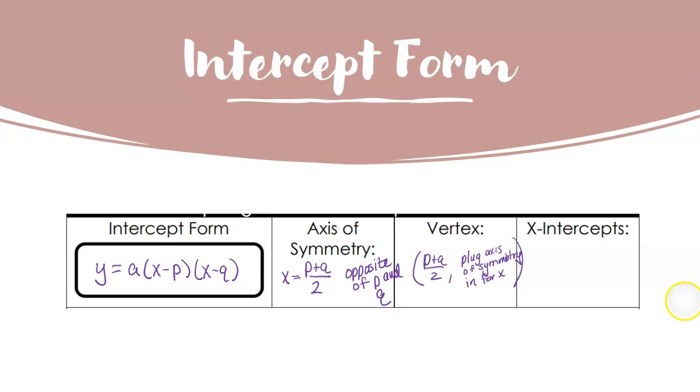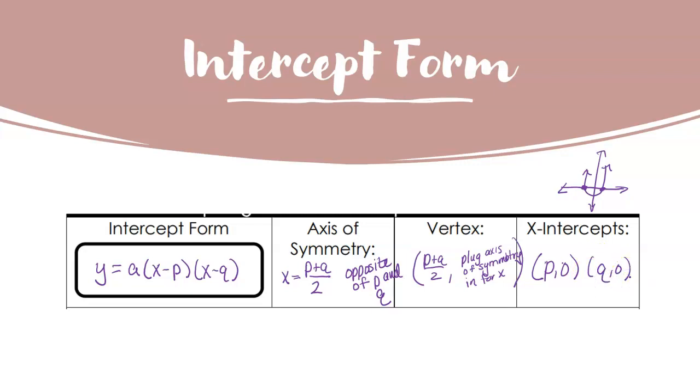Now our x-intercepts are the places where your parabola crosses your x-axis. Sometimes it's 2, sometimes it's 1, sometimes it's none. But those are your x-intercepts, and you can get them by taking the opposite of p and the opposite of q.